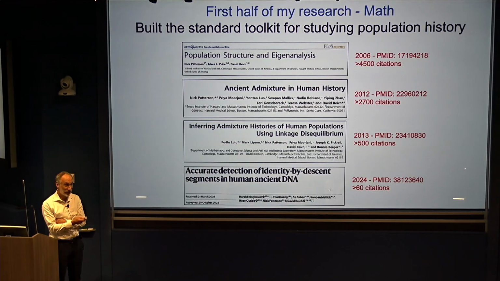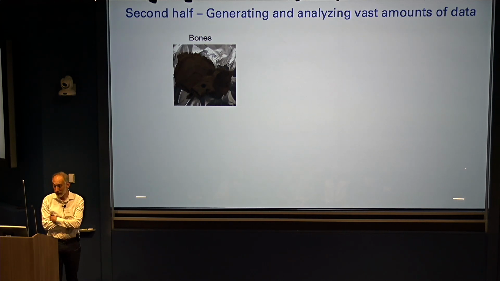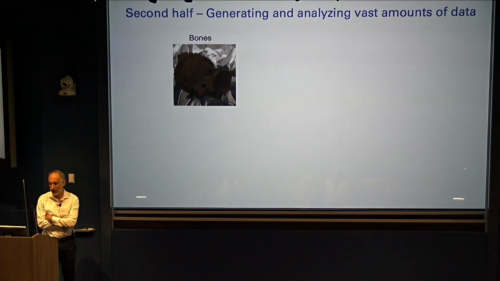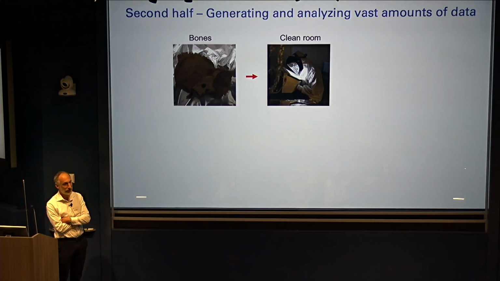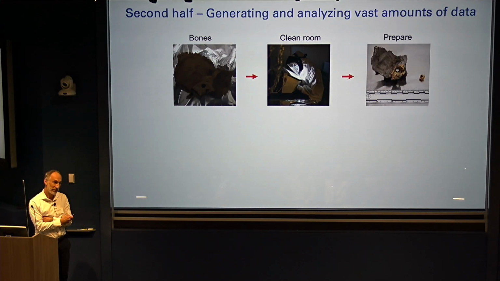Then we followed this by developing a whole suite of methods to look at human history with genetic data. The second half of the work that I've been doing has been generating and analyzing large amounts of genetic data, and we built an ancient DNA research group here in the USA beginning in 2012-13. And this methodology starts with a bone or a tooth, and in a clean room like the one we have, we try to get beneath the surface of the bone and not to contaminate it with the people who are handling it.